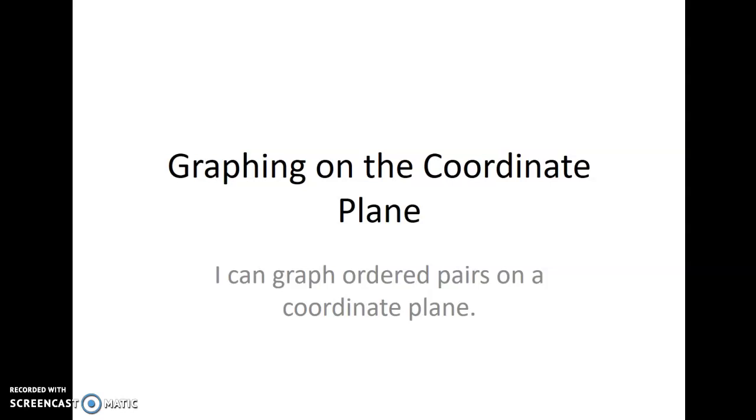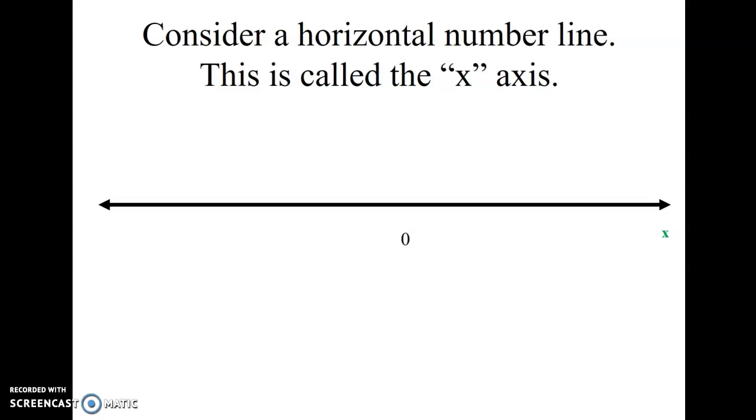Guys, today we're going to talk about graphing on the coordinate plane. And the I can statement we're working on is I can graph ordered pairs on a coordinate plane. So let's get started. Think about a horizontal number line like we've been talking about. We would call this the x-axis.